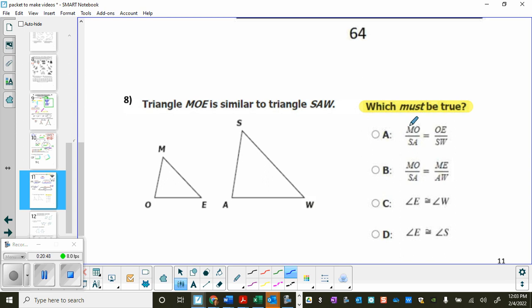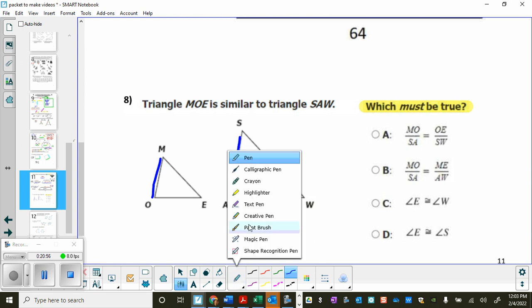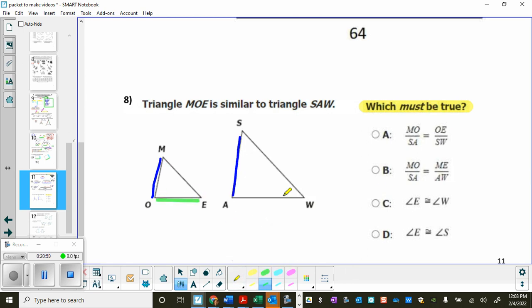So for answer choice A, it's saying MO matches with SA. So if I match MO with SA, so far that works. And then let me get a highlighter out for OE. So OE, does it match with SW? No. OE matches with AW. So we know it's not going to be this one. All right, we already know MO matches with SA. That's blue to blue. And then let's see here, it's saying ME, so we've got this side. Does it match with AW? No. ME matches with SW, and that's not what that says right there, so we're not going to pick that one.